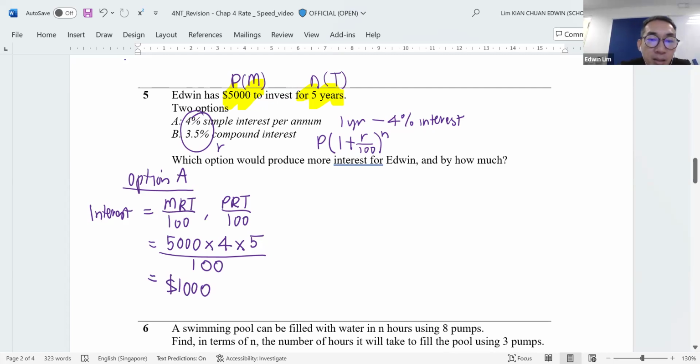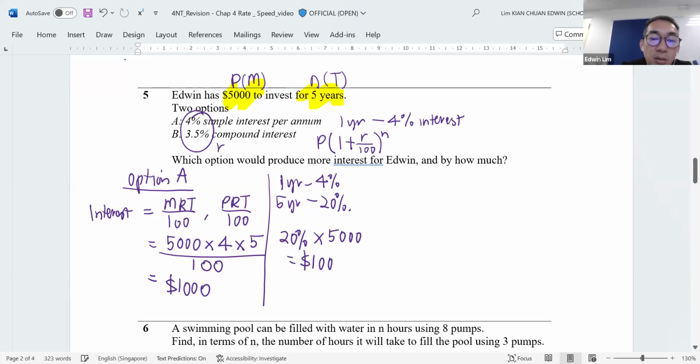Another way of calculating option A, if you want, is that you can find the total interest in 5 years. So 1 year, 4%. 5 years, I will have 20%. So 20% I earn, so 20% times 5,000. I will get the same answer as 1,000. So these are all the different ways to get the answer for option A.